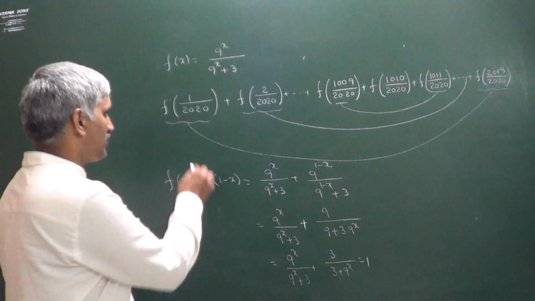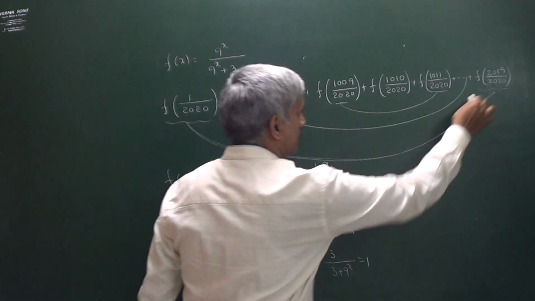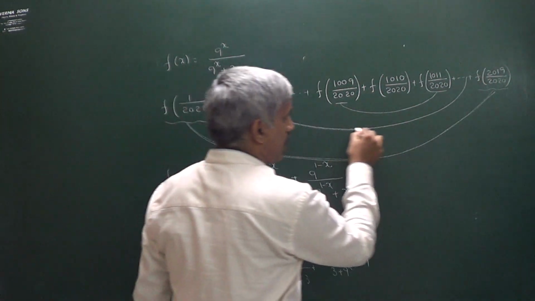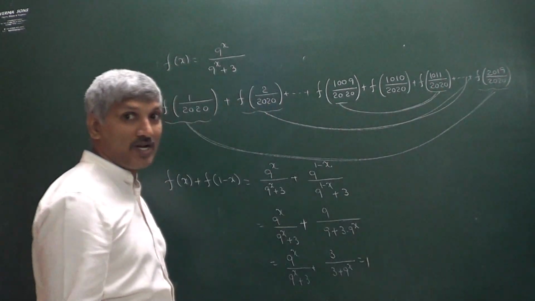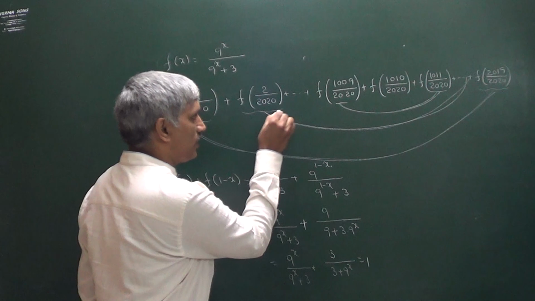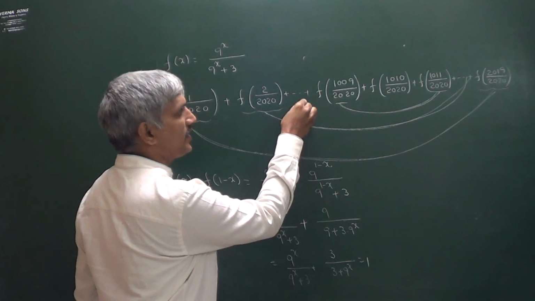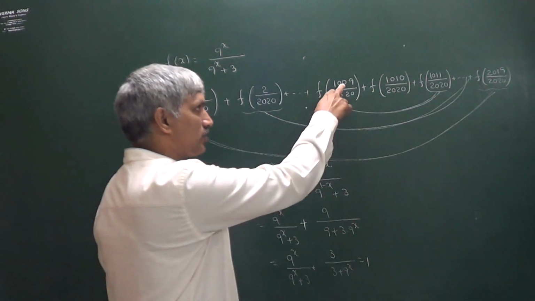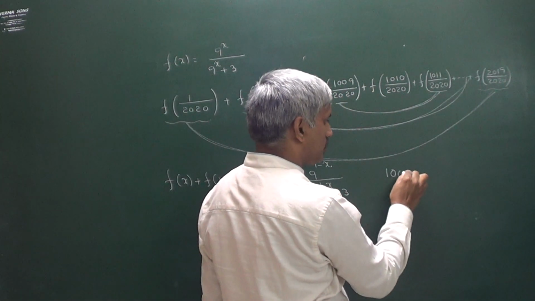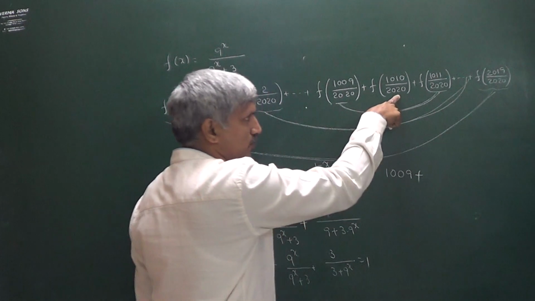So what is the meaning for that? First and last sum we are getting 1. Second and second-last we are getting 1. And these two sum is also 1. So 1 plus 1 plus 1 plus 1 plus 1 plus 1. How many times is 1 there? 1 is there 1009 times. That's why 1009 plus, what about this value?